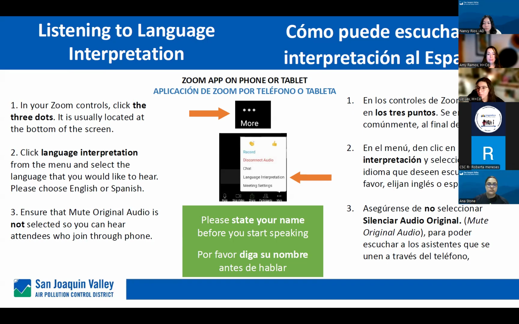And just as a reminder, as Diana mentioned, if you are having any issues with interpretation, if you are unable to hear the meeting at any point, we do ask that you interrupt us, unmute, raise your hand, or put it in the chat that you are having difficulties, and we will pause the meeting to make sure that all the technological issues are resolved and everybody is able to participate. So please don't hesitate to let us know if you are having any issues.